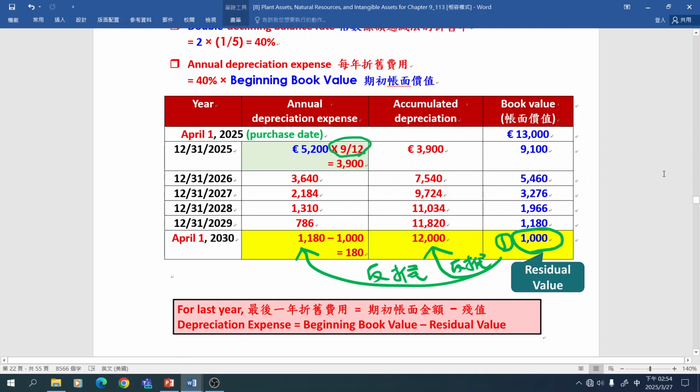Okay, any questions? First year, you purchase PP on April 1st. So April 1st to December 31st, only 9 months. So don't forget, it's not 1 year, it's 9 months.